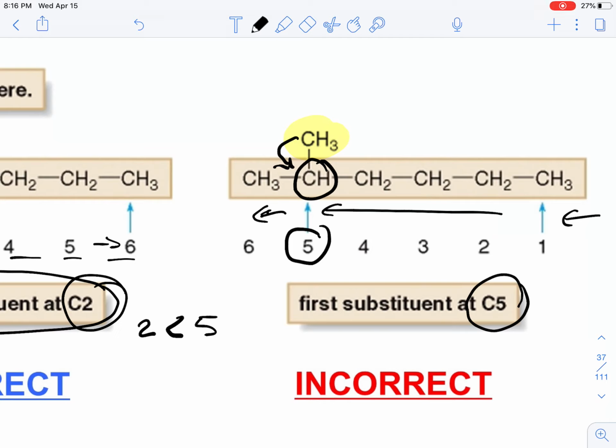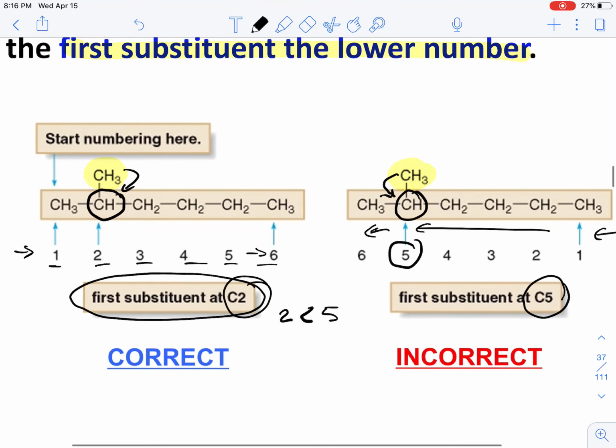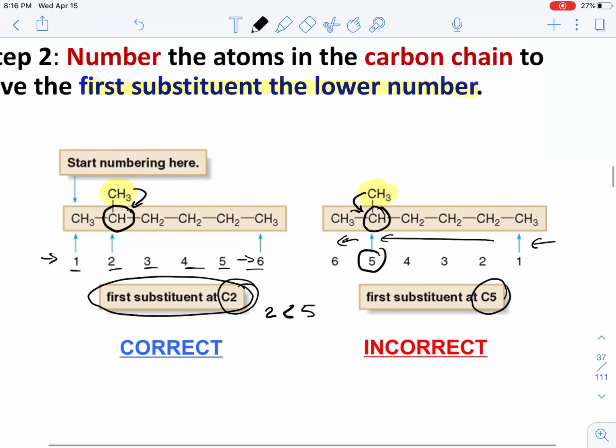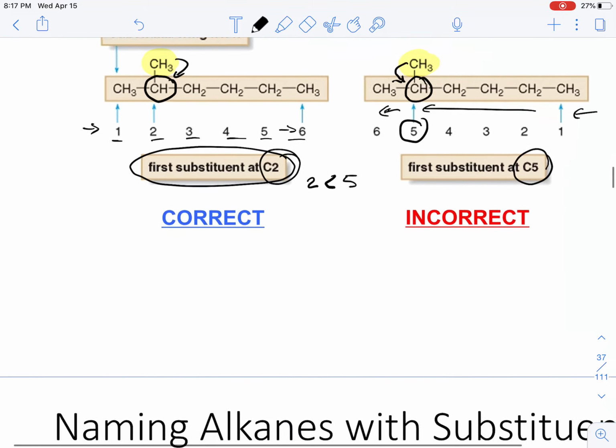It doesn't mean that I always go from right to left or left to right. It's on a per scenario basis. And so you have to judge based on your rules whether you're going to number left to right or right to left, or up or down, or sideways. Who knows?